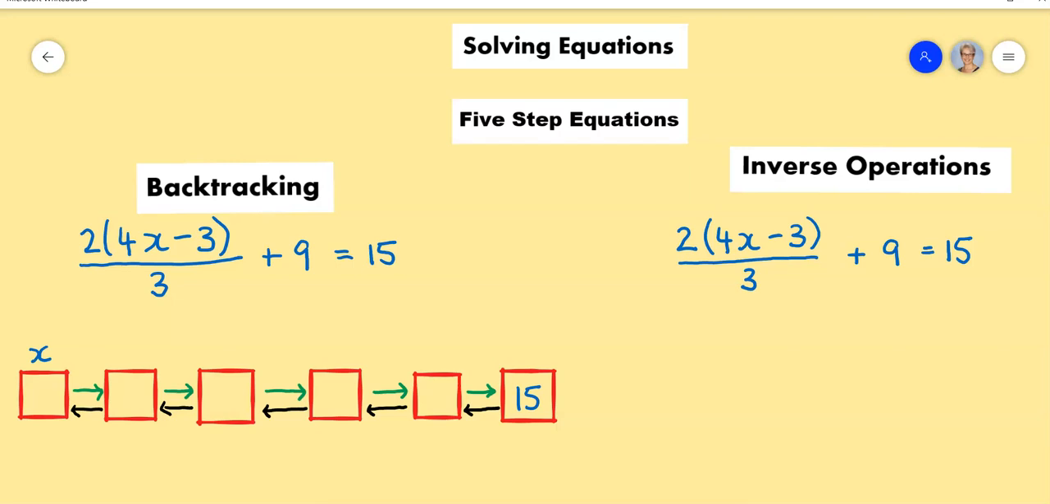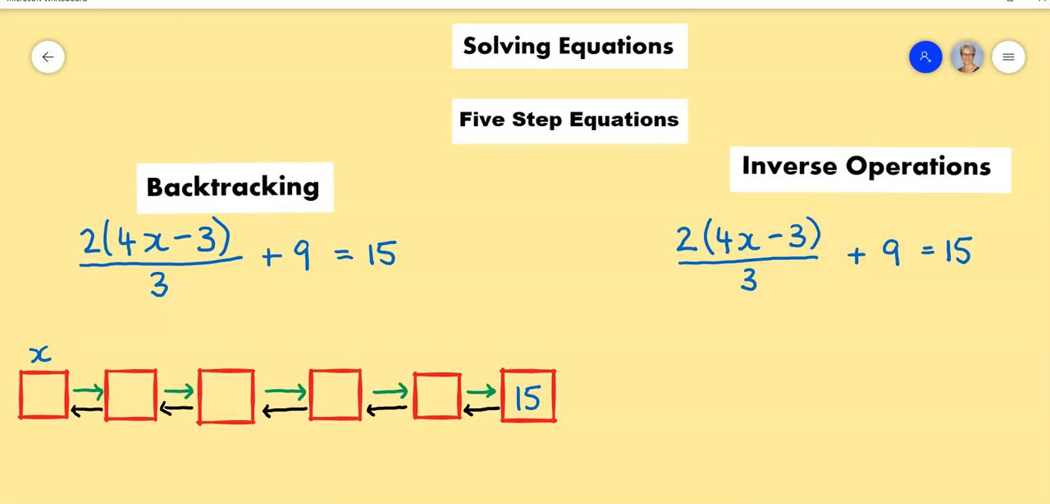In this video, we're going to be looking at solving 5-step equations. We have our first equation here, and once again, we're going to be looking at solving using backtracking first, and then solving using inverse operations. So let's start with our backtracking.